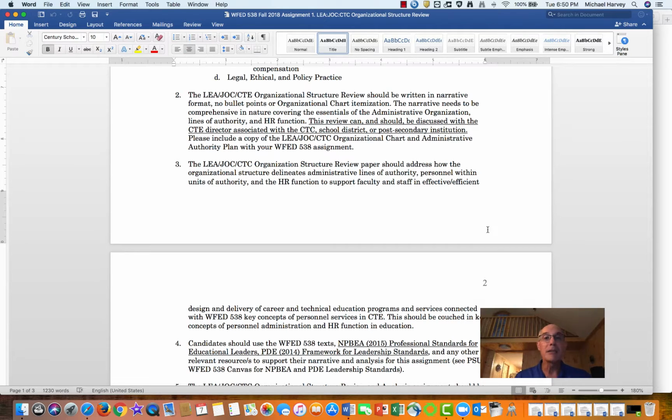I do not want this in bullet points. I do not want this in talking points. I do not want this in just an organizational chart itemization. I'd like to have a comprehensive narrative that deals with the essence of the organization and the lines of authority and the function of HR within the CTE or CTC school district that you're working in.